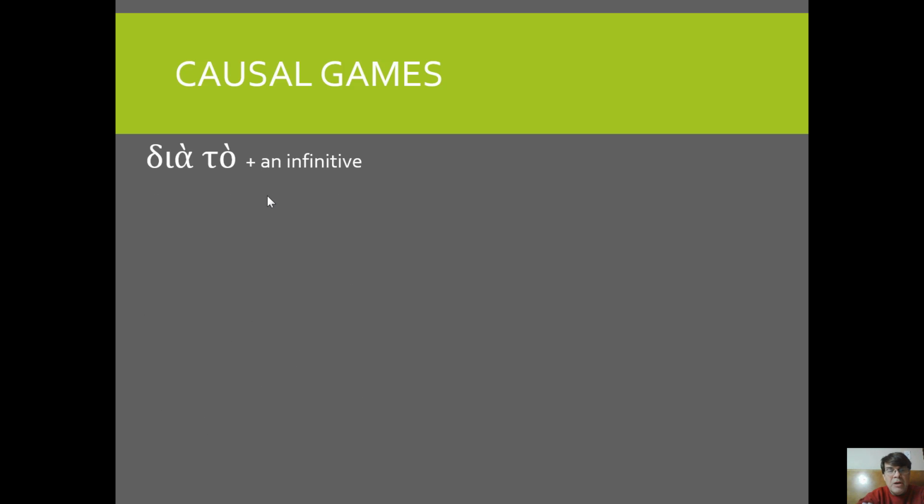Game number 2. Infinitives can be used to express cause. Here we use dia to with an infinitive. Now you'll remember that dia is a preposition that with the accusative means on account of. And so if you had dia to einai auton, then dia with the accusative and to is a neuter accusative singular article on the infinitive. This is the infinitive of to be. It means to be. So on account of the to be, him. Okay, this is an accusative pronoun.